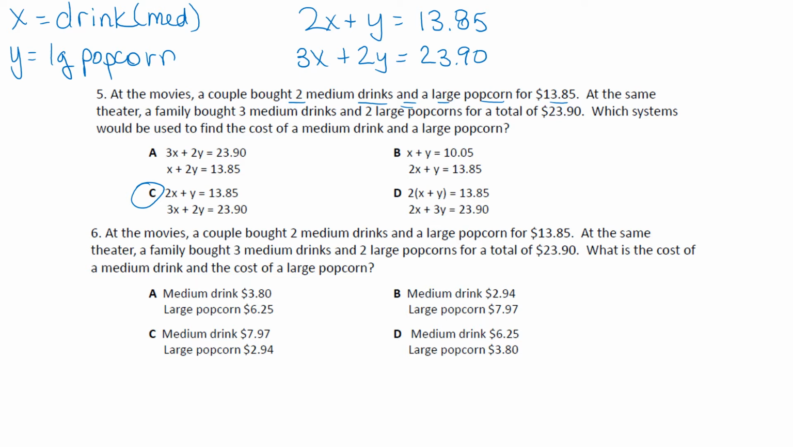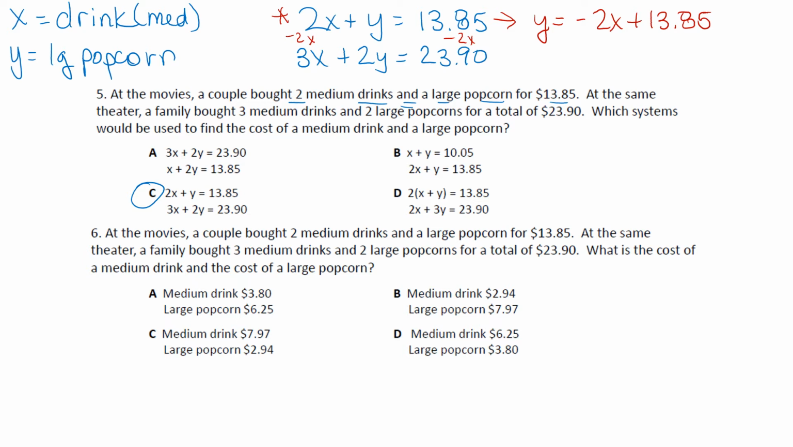Now, number 6, you actually have to solve your system of equations. So when we get ready to do that, we need to get a variable isolated. Your easiest one to focus on here is to isolate the y in the first equation. In order to do that, we would subtract 2x on both sides of the equal sign. So this new equation that we can substitute with will be y equals negative 2x plus 13.85. That's the equation we're going to use for substitution.